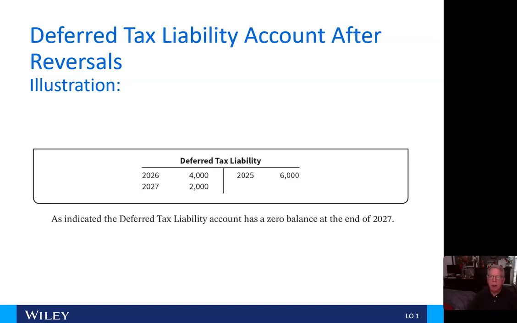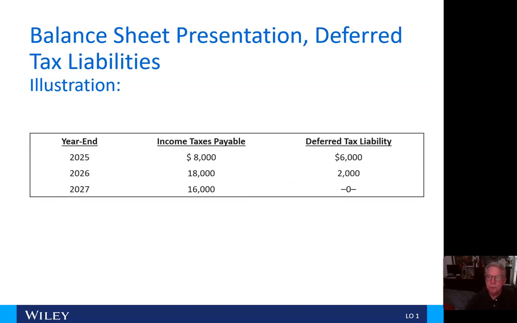All right. So if we look at the T account for deferred tax liability, initially we had this $6,000 deferred tax liability credit, and then it was offset by 2026 and 2027. And the deferred tax liability at the end of 2027 would have been zeroed out.